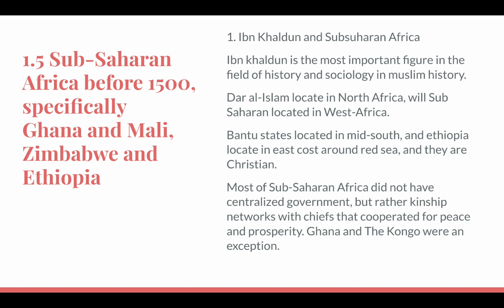We also need to know some geographical knowledge for this topic. The Dar al-Islam is located in North Africa, while Sub-Saharan Ghana is located in West Africa, the Bantu states are located in the mid-south, and Ethiopia is located on the east coast around the Red Sea. And they are Christian instead of Muslim. Most of Sub-Saharan Africa did not have a centralized government, but rather kinship networks with chiefs that cooperated for peace and prosperity. Ghana and the Congo were an exception.